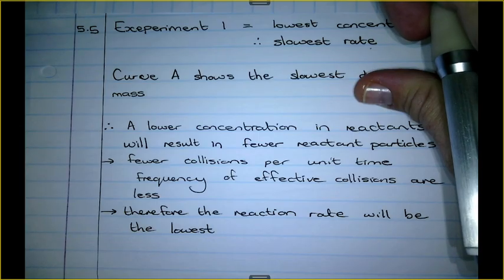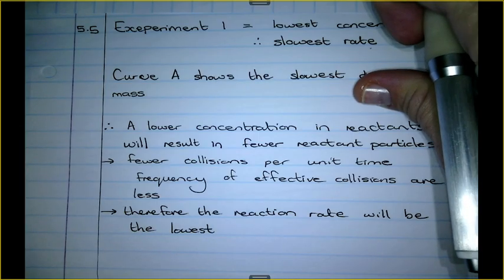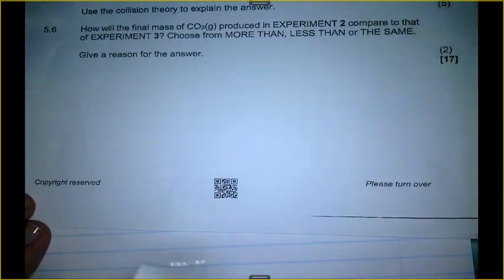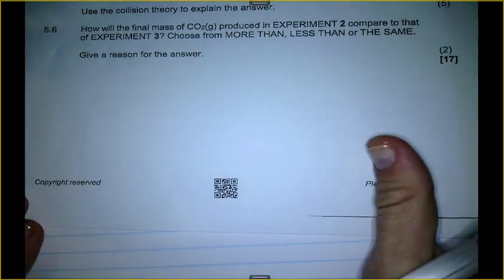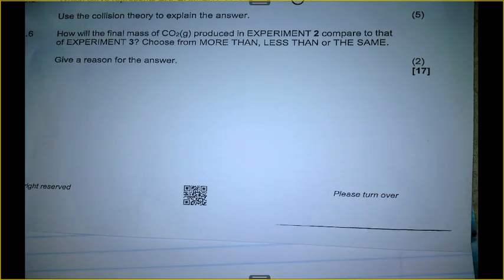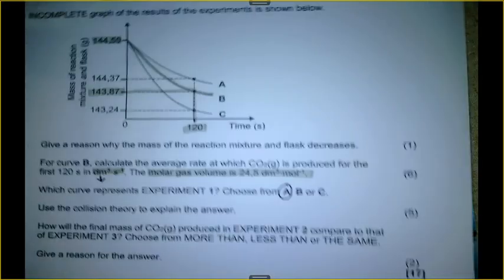Right, so that was 5.5. Now, 5.6. Question paper. How will the final mass of carbon dioxide produced in experiment 2 compare to that of experiment 3?